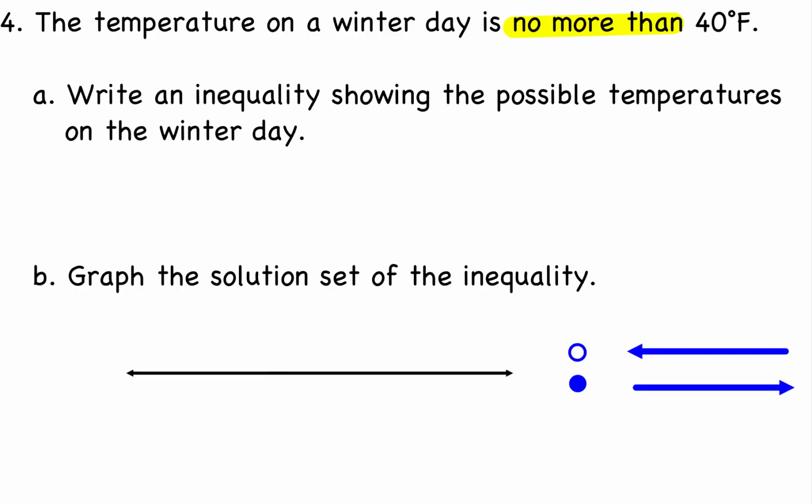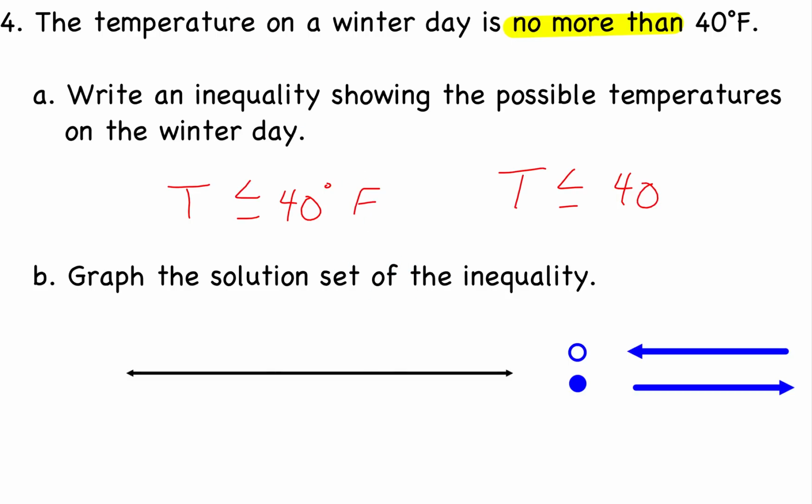So the way we're going to write that then is we're going to write this. Let's say our temperature, okay, on the winter day, I'll just call it T. The temperature is less than or equal to 40 degrees Fahrenheit. Okay? And if you don't want to put your units in there, if you just want the inequality, it would be T is less than or equal to 40. Might be a little confusing to put those letters in for our units.